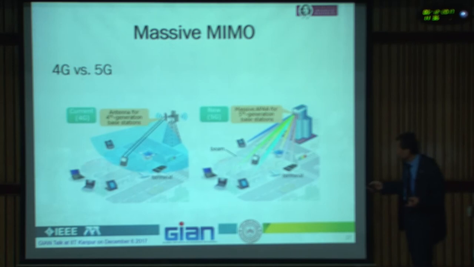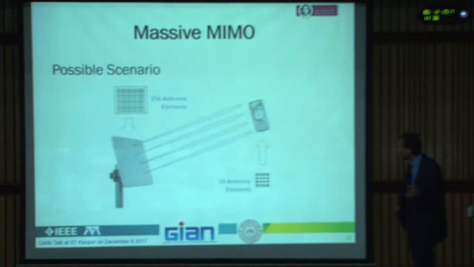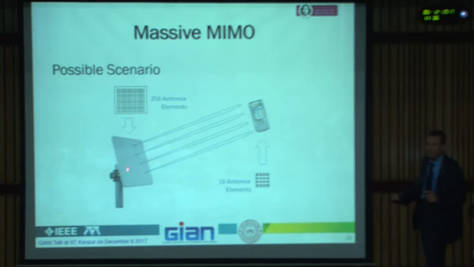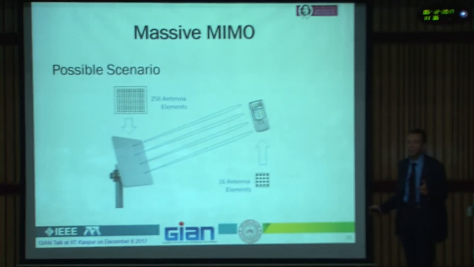What we have till now is 4G, in which you can have a maximum of 2 data streams. Here, we are targeting up to 10 data streams. This is also a scenario for the antennas we need: for the mobile phone, up to a 4x4 array, and for the antennas needed by the base station, which communicates, up to 256, but there are also thoughts of up to 1,024.